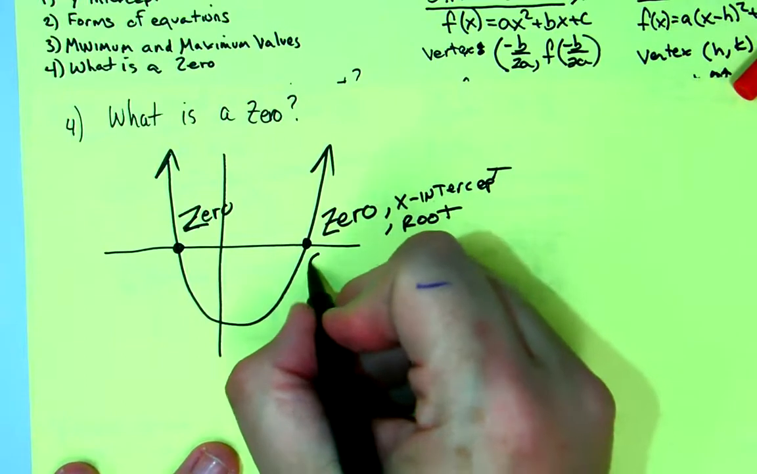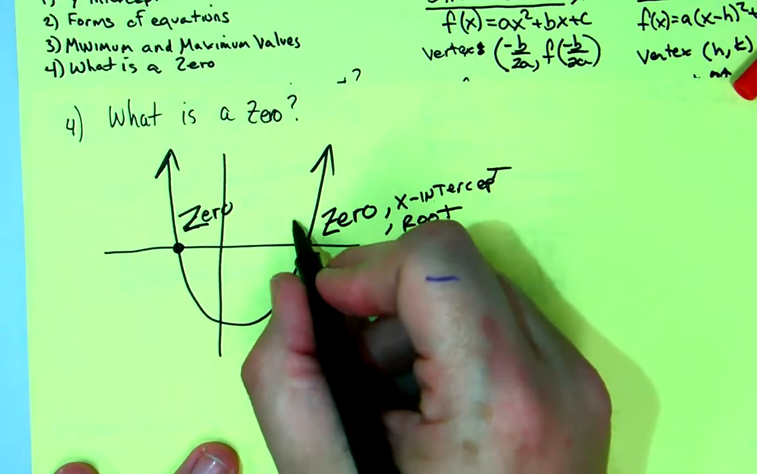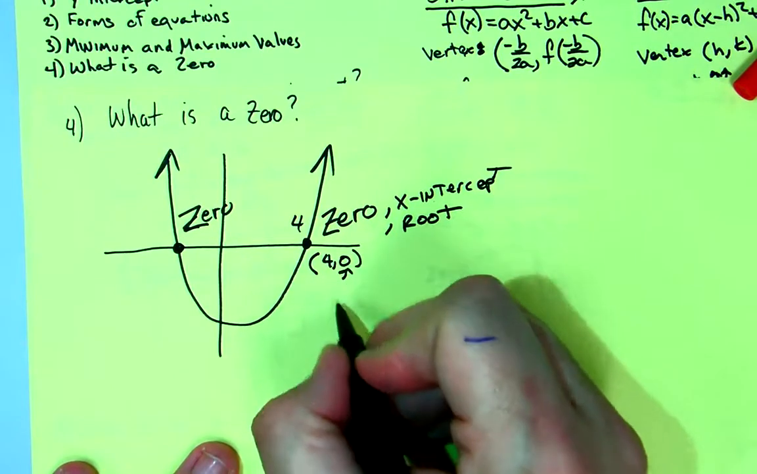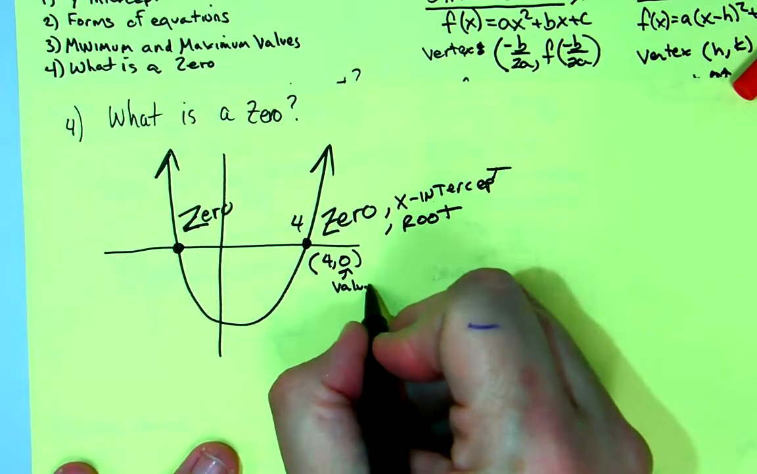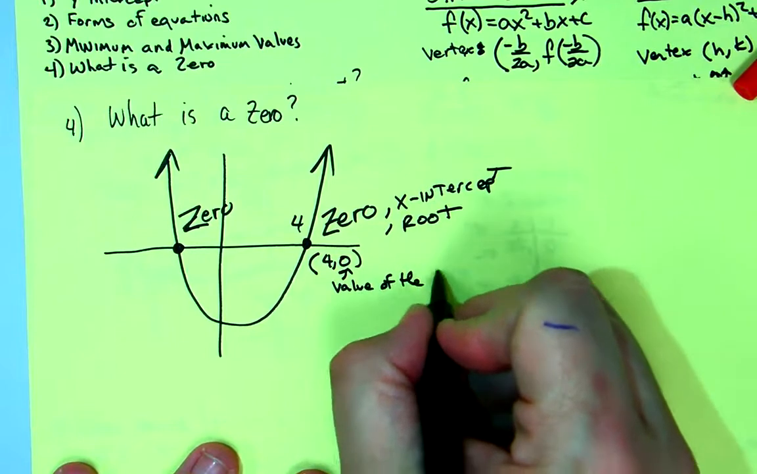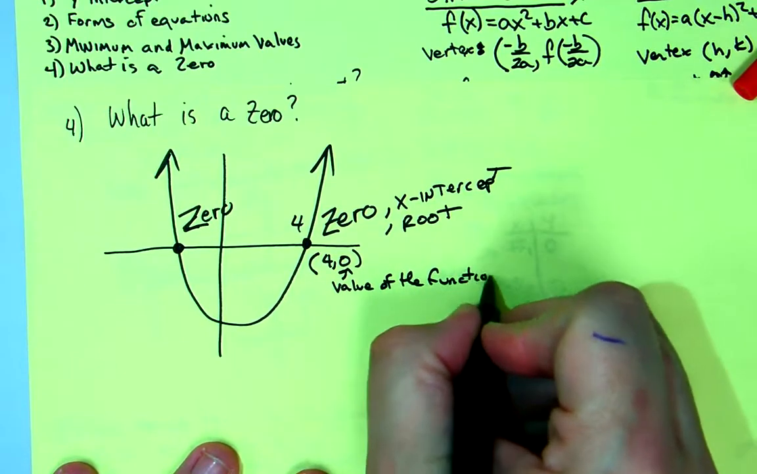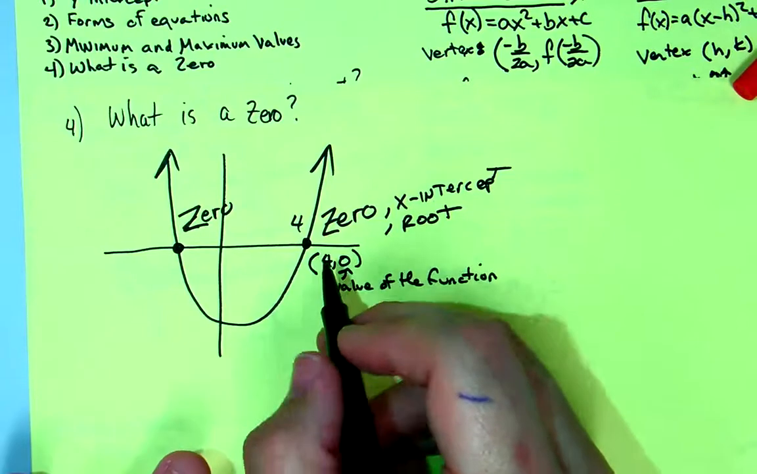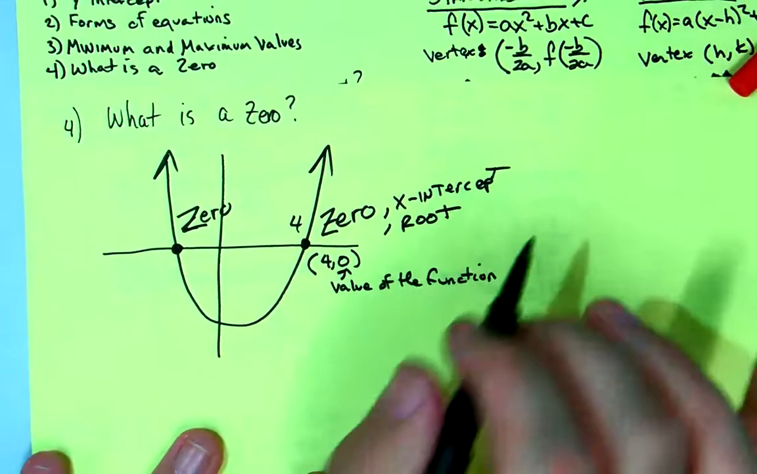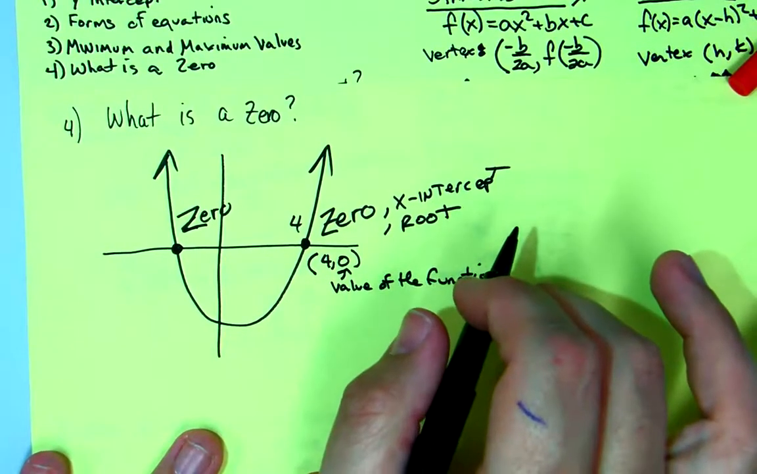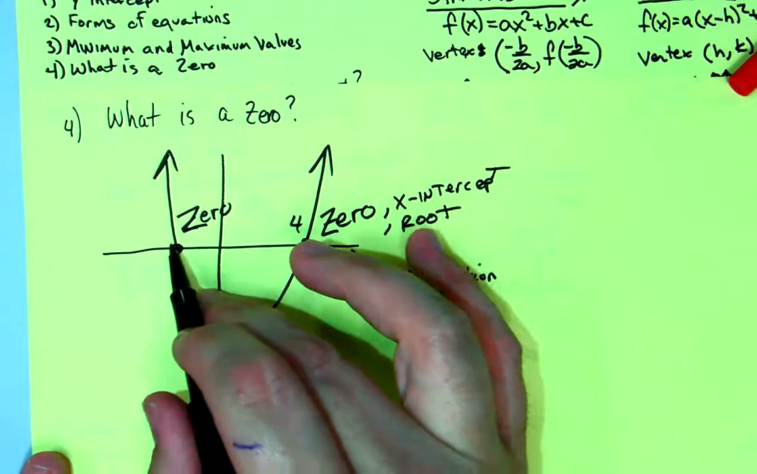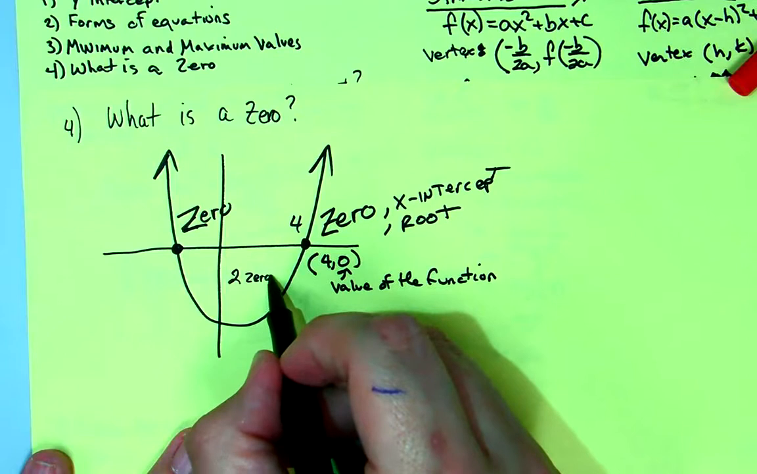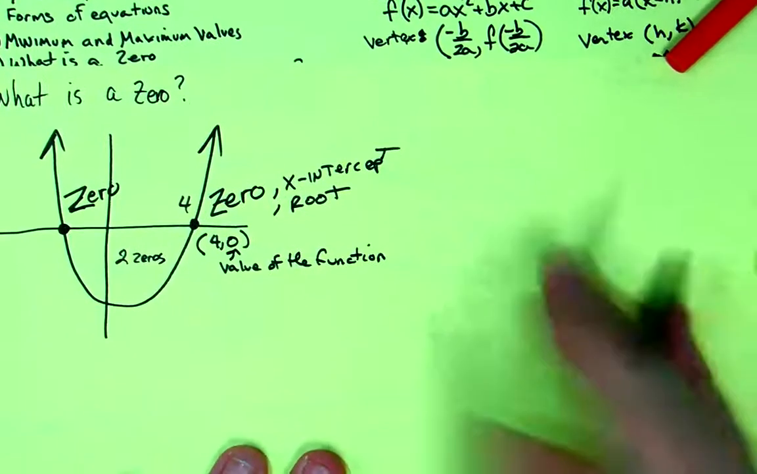It comes from the idea that if this x value, let's say that's 4, this is 4, 0. The 0 here is the value of the function. And a 0 asks us, where is the function equal to 0? And that's going to be here, and that's going to be here. So in this case, we have 2 zeros. Unfortunately, that's not always the case.